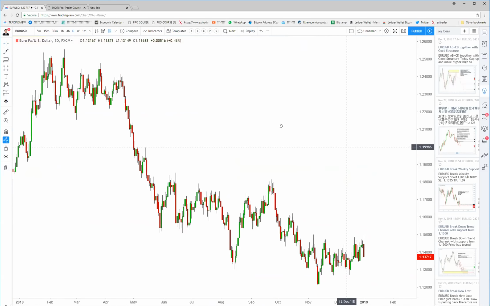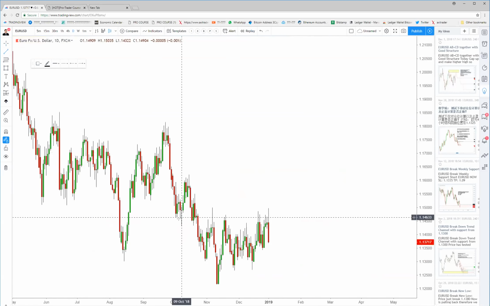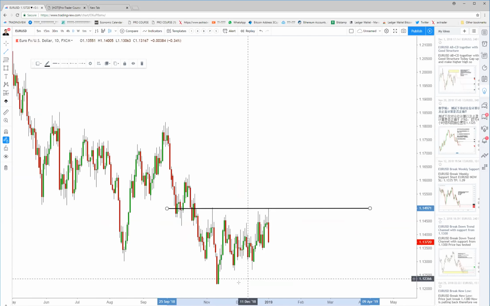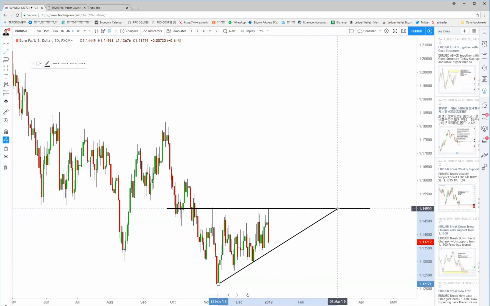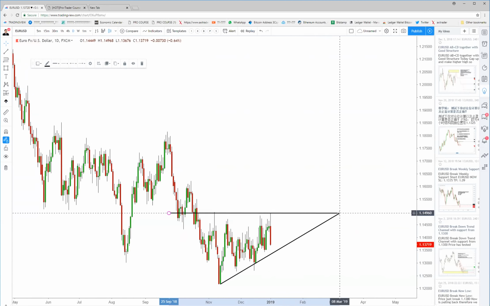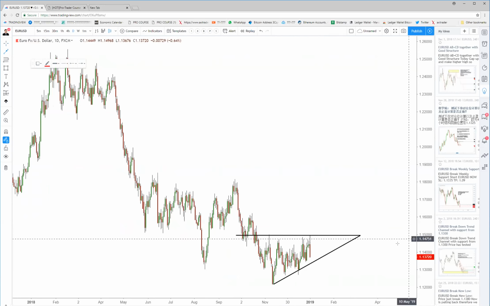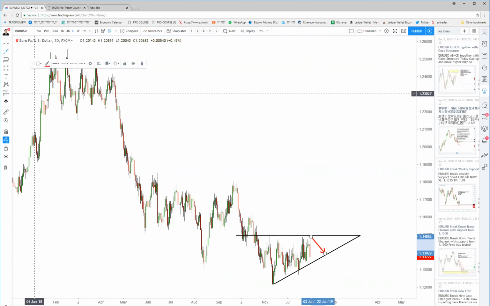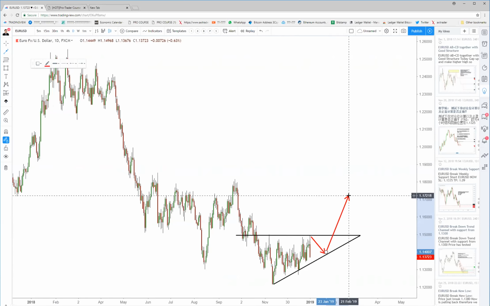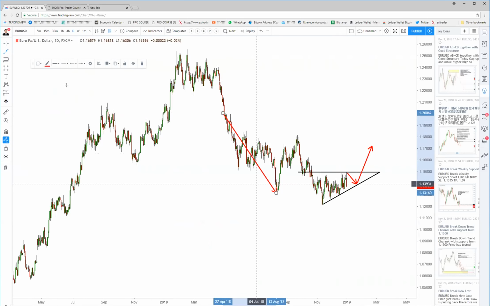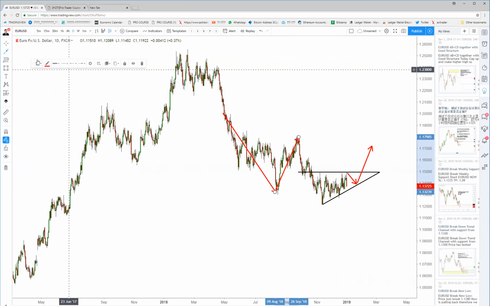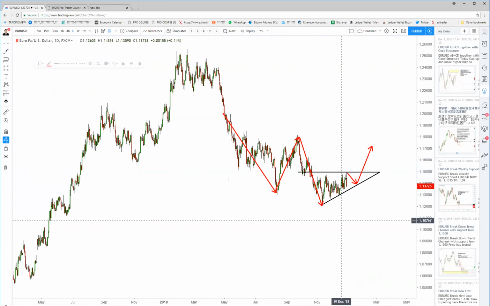And guys, what happens now? We can see there is actually a triangle here. Do you agree? How many of you think this triangle will be a continuation pattern or a reversal pattern? If you think it will be a reversal pattern, then the next move is something like this. It will go up to 1.17. If you think this will be a bearish trend continuation, it will be something like this.